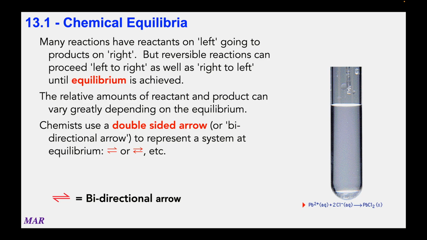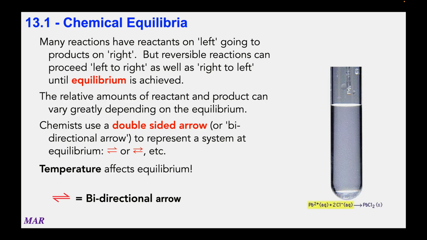So for chemists to understand this and to talk about it with each other, we use a different kind of arrow. It's called the double-sided arrow. It has different meanings, but as you can see from the examples there, it's like two little arrows, and you can draw two complete arrows or just half of a left and half of a right, whatever. Sometimes they're called the bidirectional arrow. They're all the same thing. And if you see that, then that means that you have a system at equilibrium.